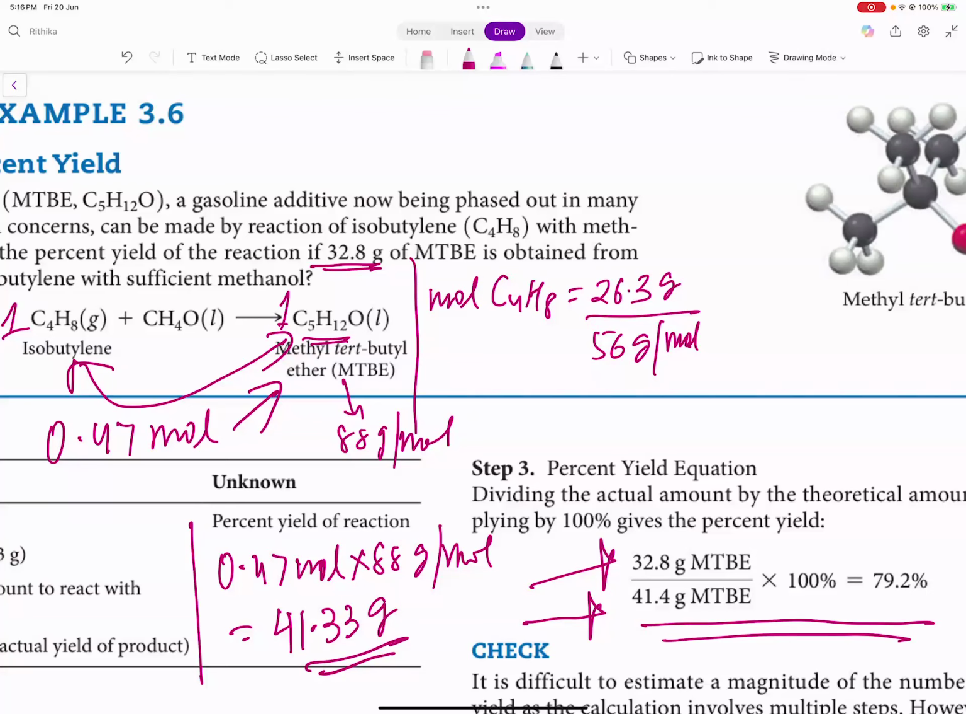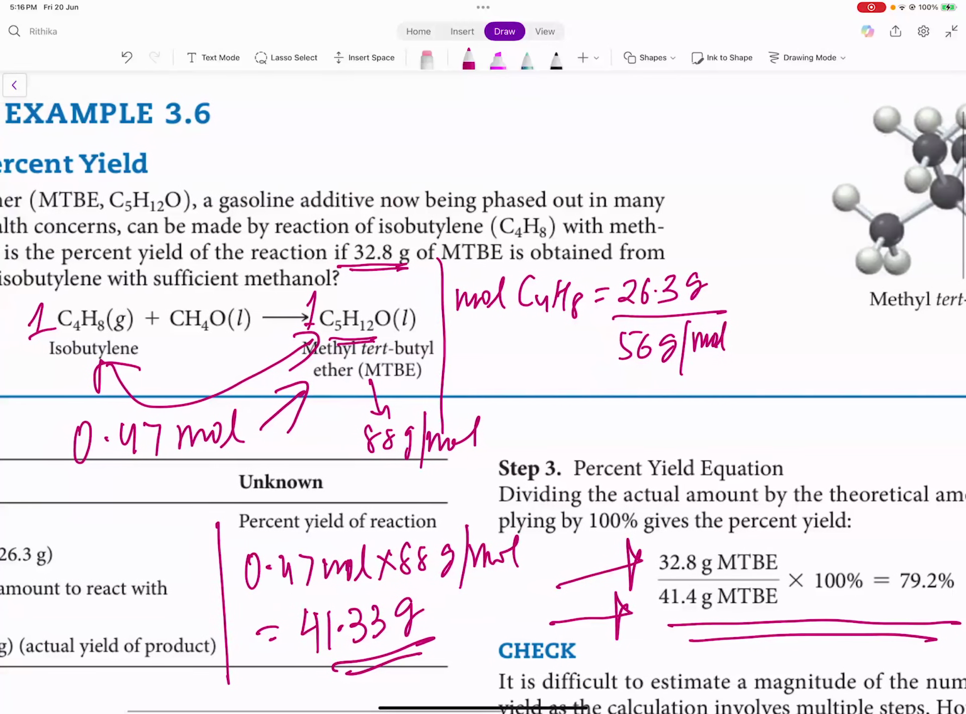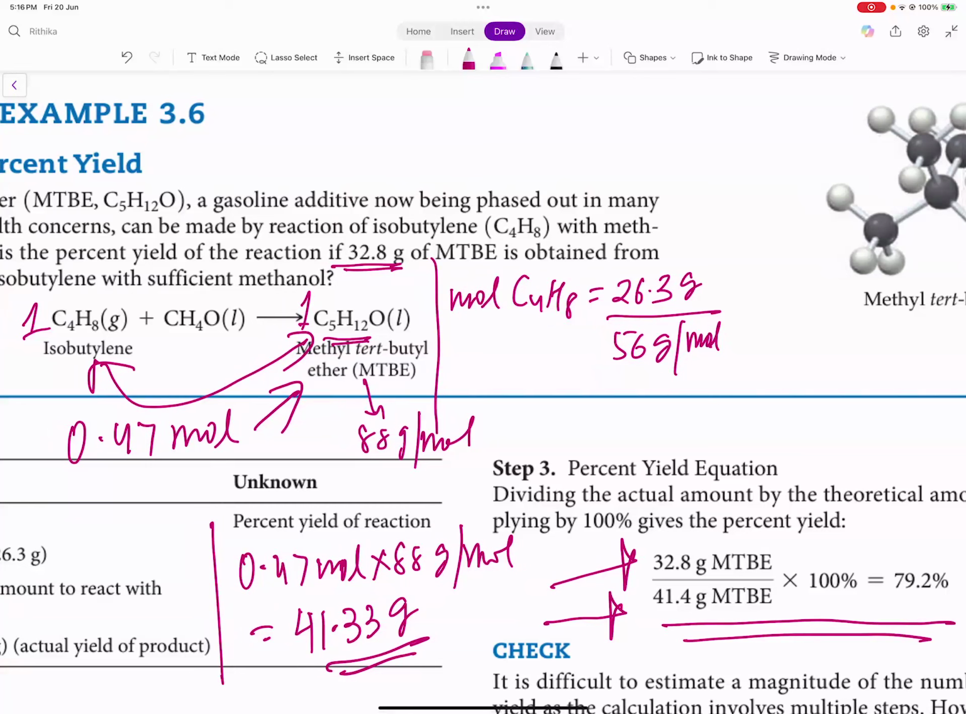Yes, sir. So in the same case, they will not ask for isobutylene. They will ask for the product, because the percentage yield is always of the product. Got it? Okay, I'll just note that down.